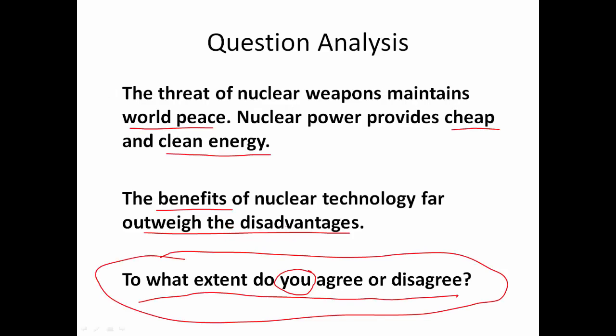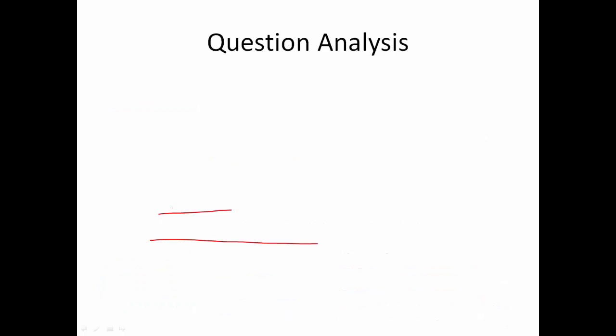If we go back here, we'll see world peace is our first sentence, and cheap and clean energy is the second sentence, out of the first 2 sentences here. So if we just talked about world peace, or you just talked about how nuclear energy is either cheap and clean or not cheap or clean, then you haven't really answered the specific question. And also, if you don't give your opinion on the benefits and the disadvantages, then you're not really answering the question either. So it's quite a tricky question.